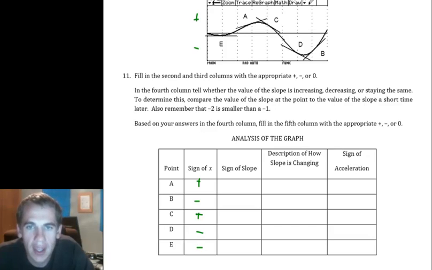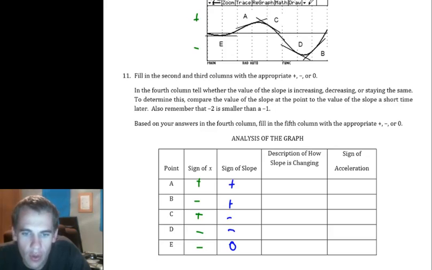That's all we've done. The slope, so these tangent lines are drawn here, so now we can find the sign of those tangent lines. Okay, and so at A, you see this line is sloping up, so it's a positive slope. Okay, at B, this line is also sloping up, so it's a positive slope. C is sloping down, it's a negative slope. D is sloping down, it's a negative slope. E has absolutely no slope at all, so it gets to be 0.